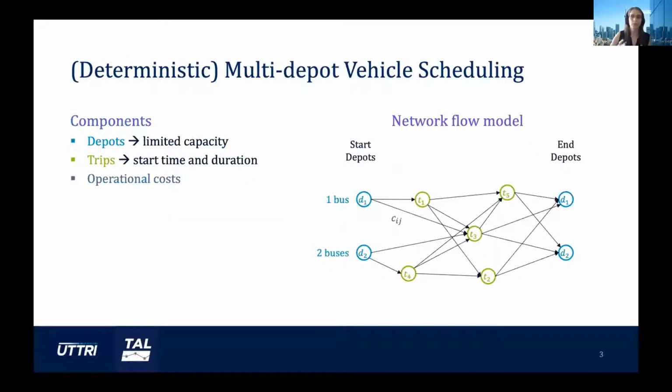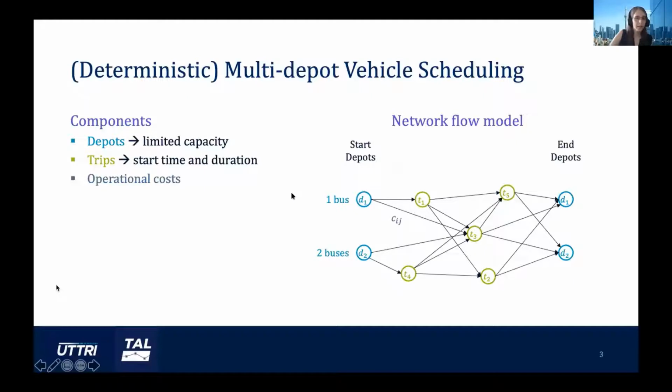Actually, in our problem, we're going to work with a slightly more complicated version where we have multiple depots. The depots have limited capacity, meaning the number of buses that are stationed in each depot. We have the trips the same as before, and also some operational costs. We can see the problem using this network flow model. We have the depots, we have the set of trips that we want to execute, and the arrows say whether they can be connected one to the other.